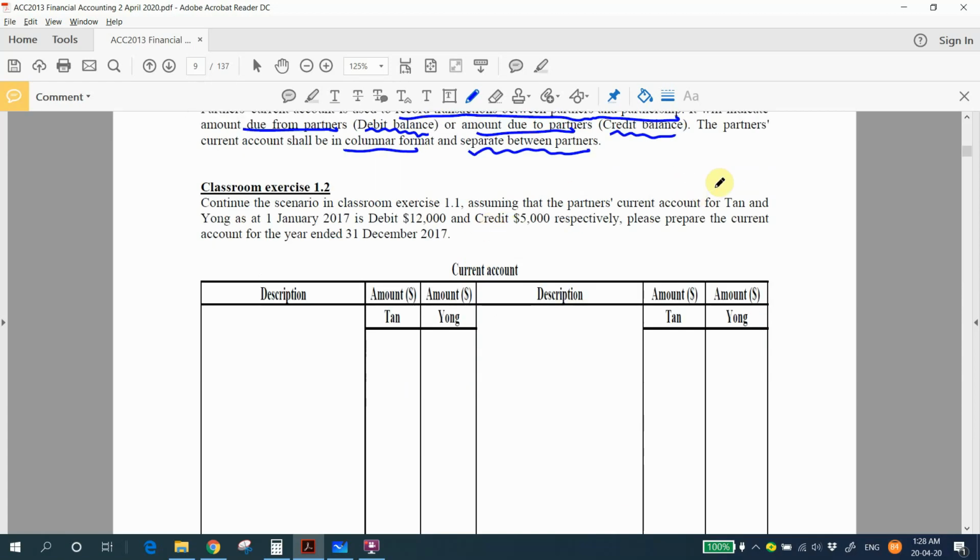Continue the scenario in classroom exercise 1.1, assuming that the partners' current accounts for Tan and Yong as at 1st January 2017 are debit 12,000 and credit 5,000 respectively. Please prepare the current account for the year ended 31st December 2017. So this 1st January 2017 balance, what is this balance? This is the opening balance of the company.